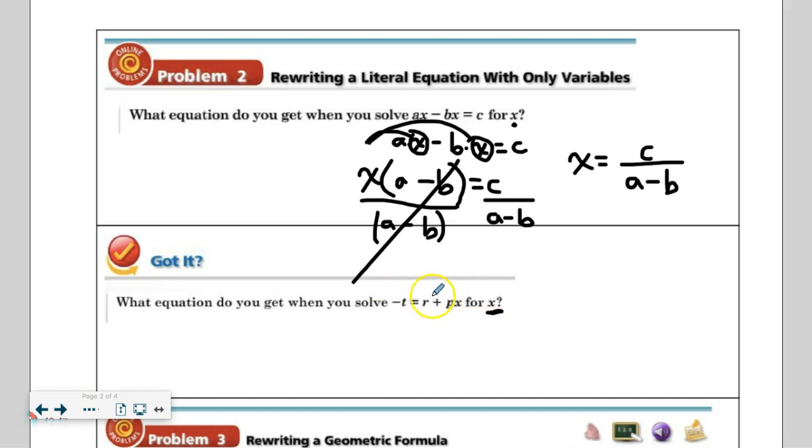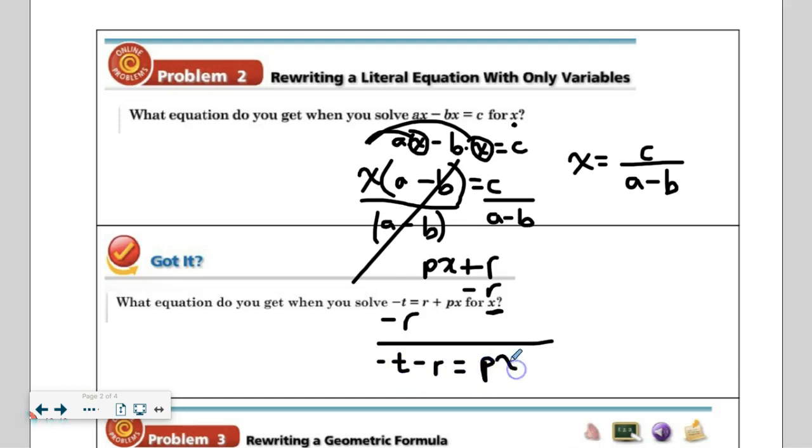So here's an addition problem, right? The first thing I'm going to do to move things away from the x is to subtract r. Don't forget, r plus px is the same as px plus r. Commutative property says I can flip-flop those two, and it's not going to change the answer. So I'm going to subtract r from both sides to get that balanced. Now I got negative t minus r equals px, because subtracting r from that cancels.